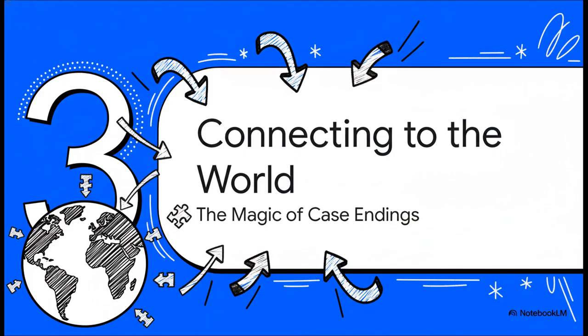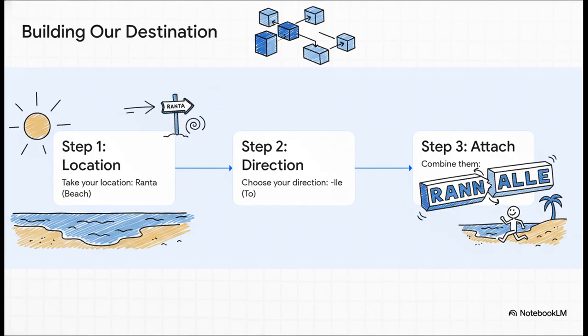Now for the real magic. How do we connect that action to an actual place out there in the world? Well, this is where those little attachments called case endings come into play. Let's watch how this works. It's really just a simple 3-step process. First, you take your location, ranta, which means beach. Second, you choose your direction. The attachment for "to" is le. And finally, you just snap them together: ranale. And boom, just like that, the entire phrase "to the beach" becomes a single word.